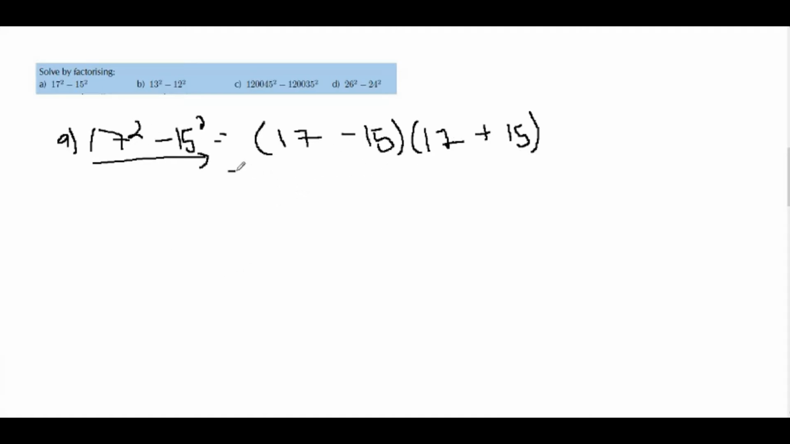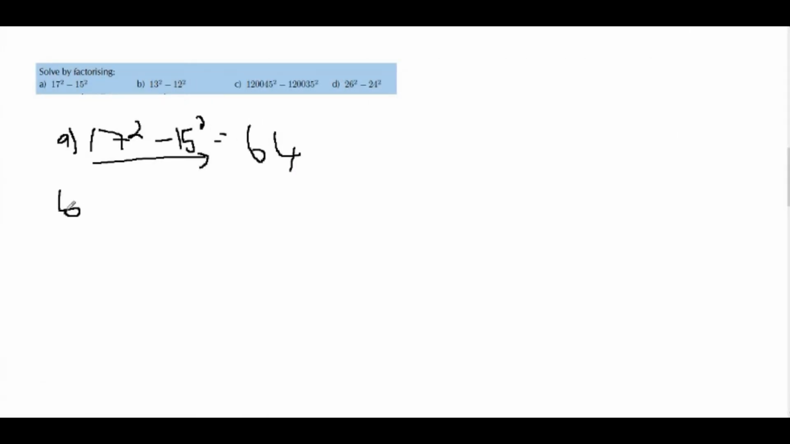So now we have 17 minus 15, which is 2. Grade 1 question, maybe grade 2. 17 plus 15. Grab a calculator if you want. If you don't, just count on your fingers. This is equal to 32, because I know 15 and 15 is 30, and there's an extra 2. Here we have multiply, and remember brackets means multiplication. So this becomes 64. Easy. I actually enjoy that. Let's continue.